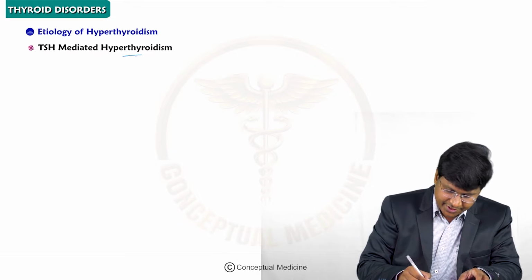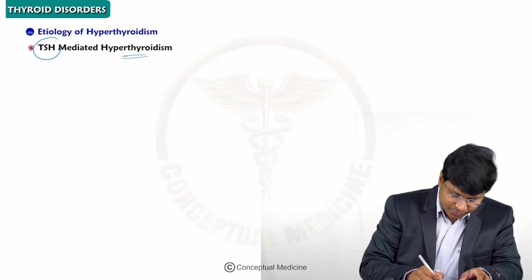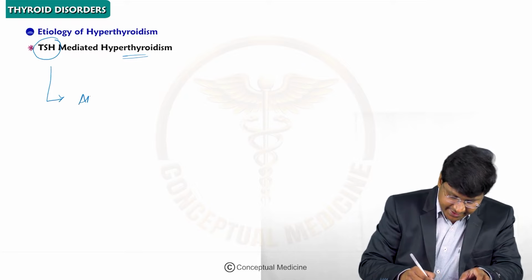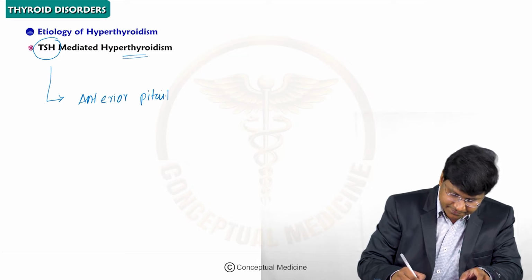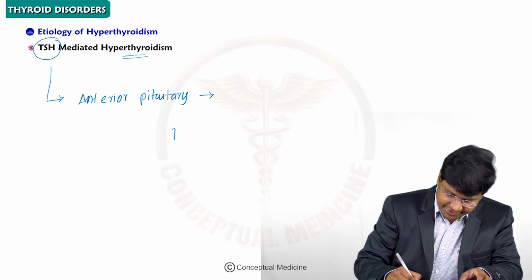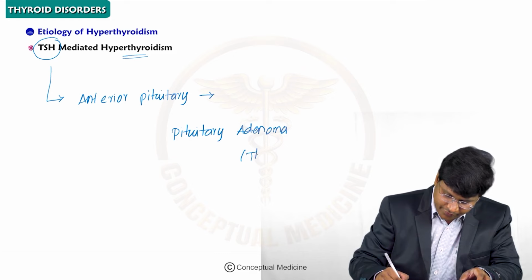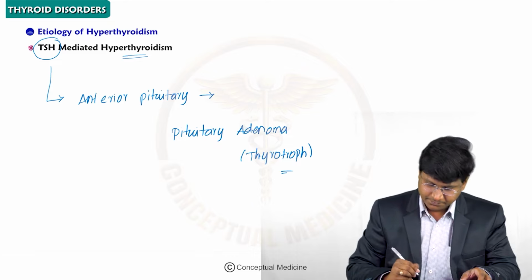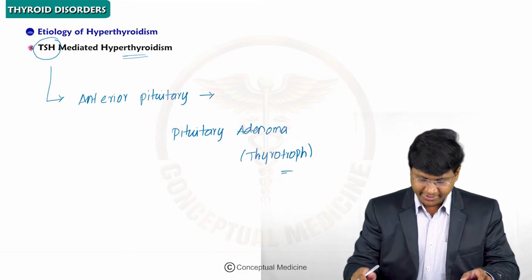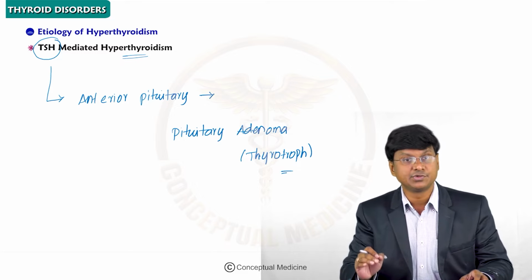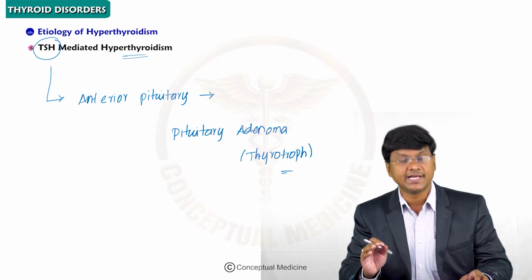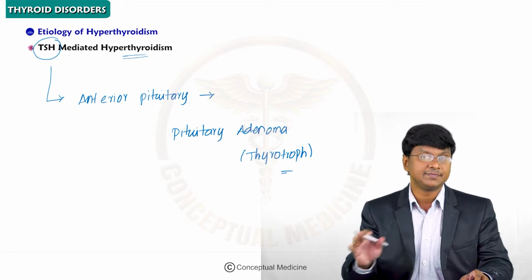Then we have TSH mediated hyperthyroidism. Thyroid stimulating hormone is the hormone which is coming from the anterior pituitary. Now, the tumors of the anterior pituitary, right? Which particular tumor? That is pituitary adenoma. And what type of pituitary adenoma is this? It is the thyrotroph type of pituitary adenoma. So the thyrotroph type of pituitary adenoma will produce excess amounts of TSH, and that excess TSH will go and act on follicular cells, and that will result in hyperthyroidism.